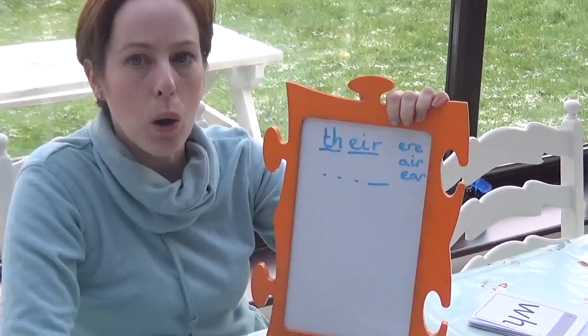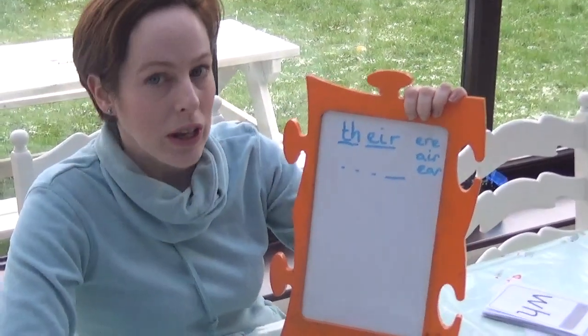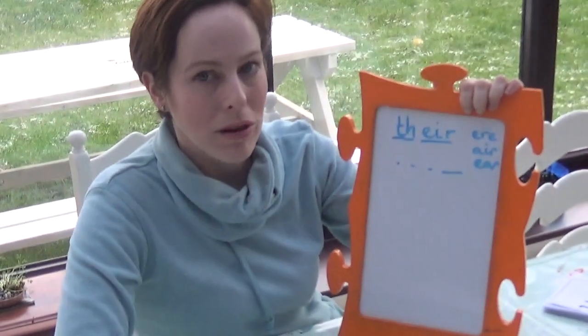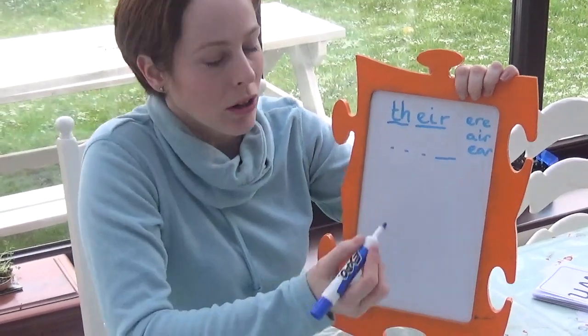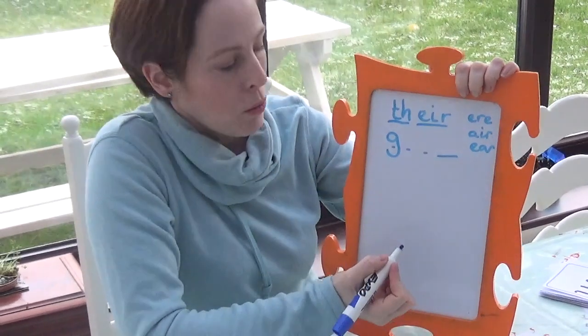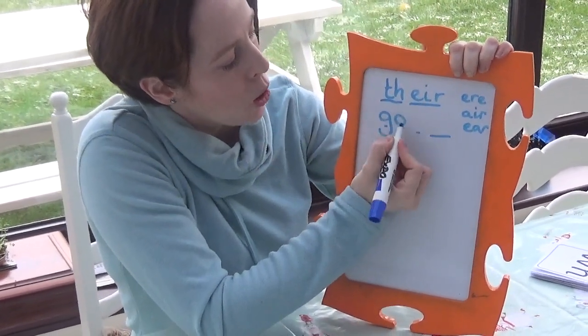The next one is going, and again it's hard. Going, going. Pause if you need to, and then I'm going to reveal how to spell going in 3, 2, 1. Here goes with going. Starts with a g. O. Just a single sound, so we're going to do it with the letter O. Go.